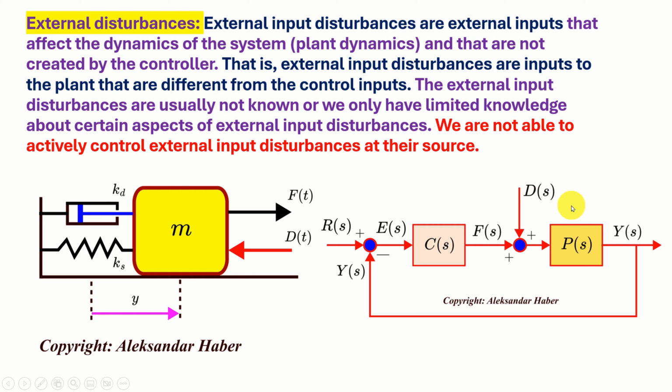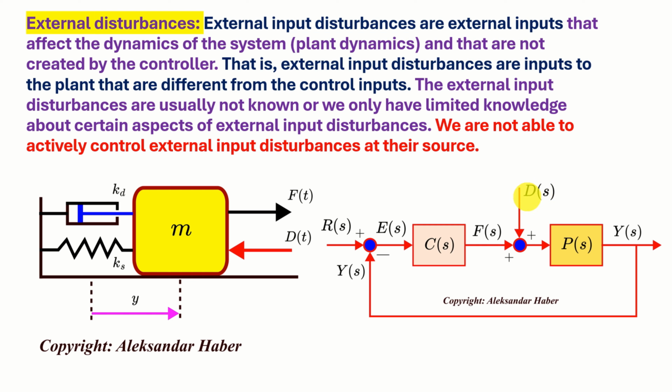The external input disturbances are usually not known, or we only have limited knowledge about certain aspects of external input disturbances. For example, we know that the input disturbance is a sine signal of a known frequency, or we know that the input disturbances are, for example, equal to a colored noise, or can be modeled as a random process with colored noise properties. That is, we know the covariance matrix and we know the mean of the input disturbances. However, we don't know the practical or a particular realization of input disturbances. Sometimes we don't know anything about input disturbances.